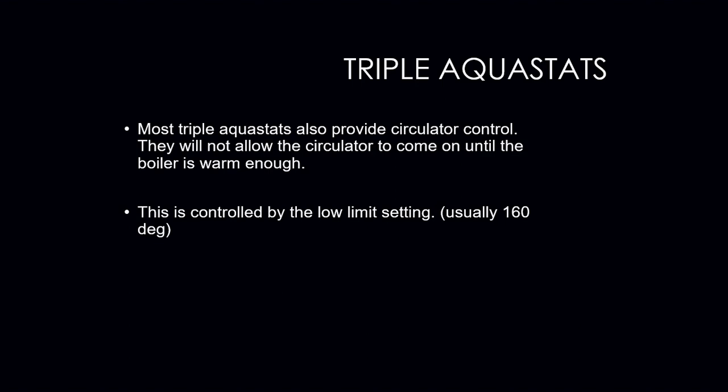Most triple Aquastats also provide circulator control. They will not allow the circulator to come on until the boiler is actually warm enough. That is going to be turned on once the boiler reaches its low limit control, or its low limit setting, and that is 160 degrees.